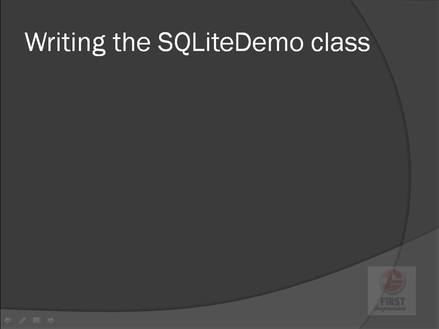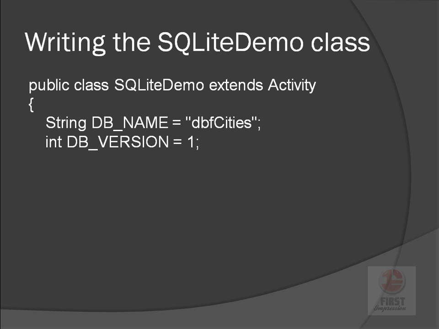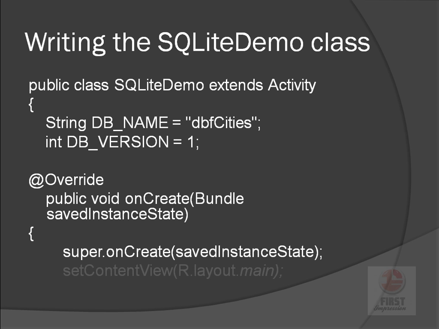Let's write the SQLiteDemo class. This is our main activity class. Inside this we will have the database name and database version, and because we are on version 1 of our database, we'll keep the version as 1. Let's override the onCreate function. Inside this we have the setContentView of layout main. This is the default code which we already have inside our onCreate function, and this is the code which we have added, the database name and the database version.